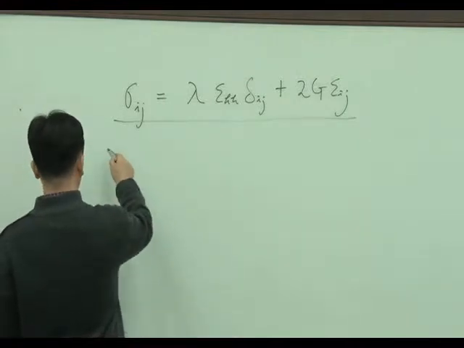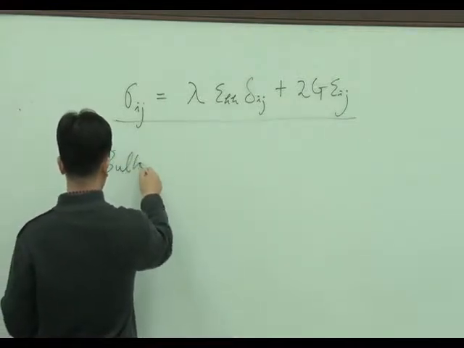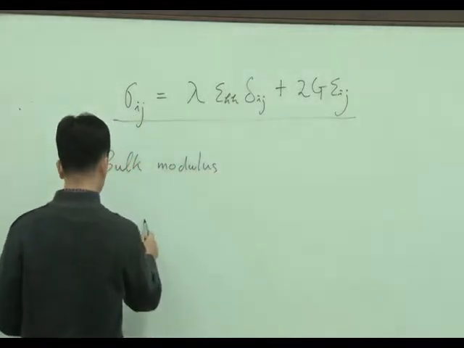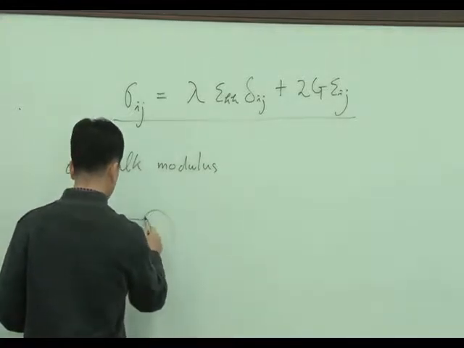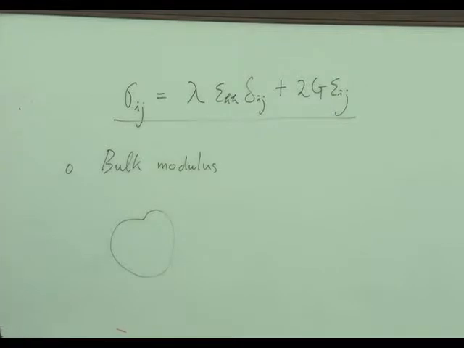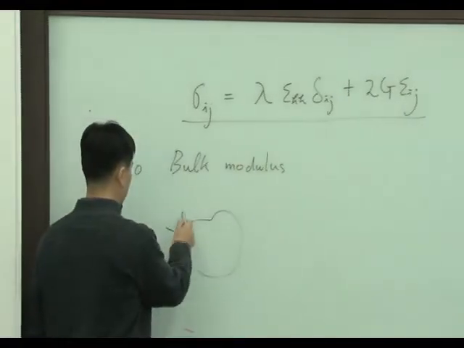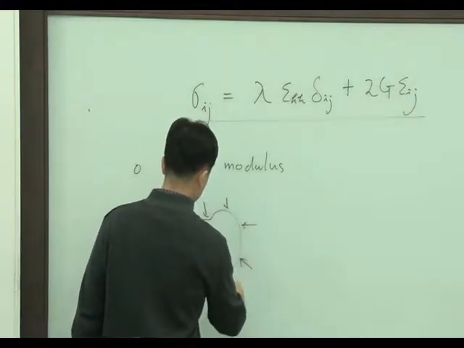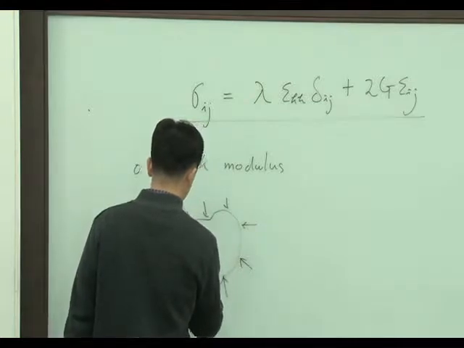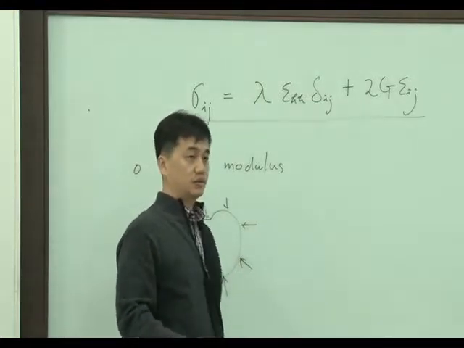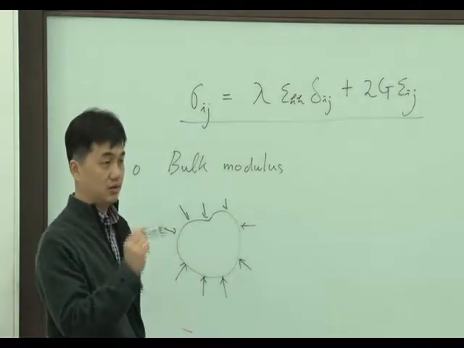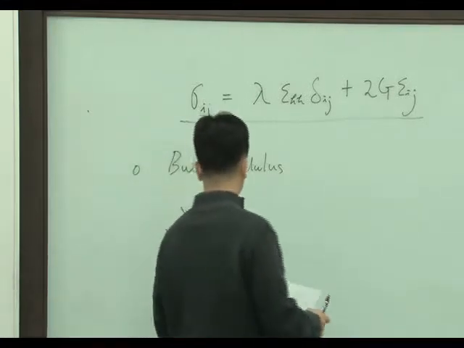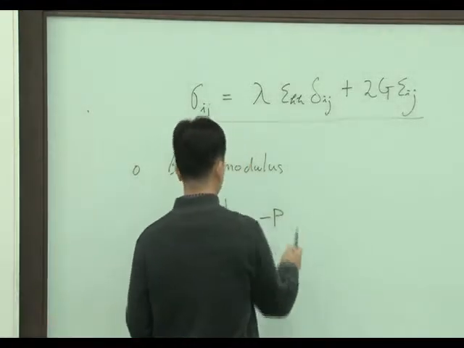Let me talk about bulk modulus. So when some body is subjected to hydrostatic pressure, let's say this is hydrostatic pressure. Hydrostatic pressure is applied to the surface of the body. The direction is a normal direction, normal to the surface, right? In this, hydrostatic pressure minus P is applied.